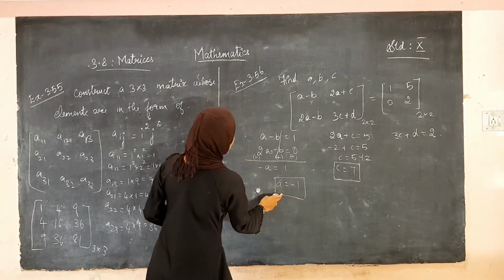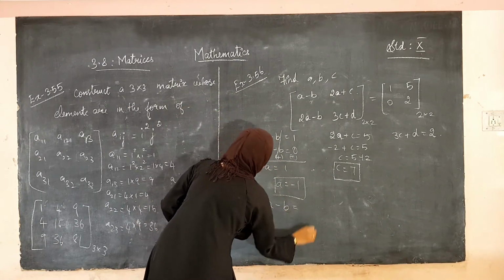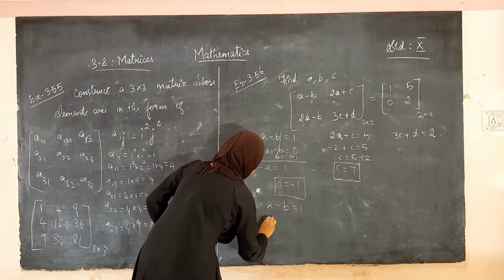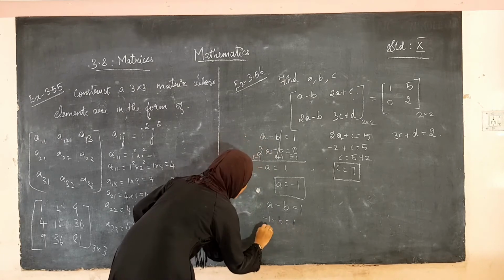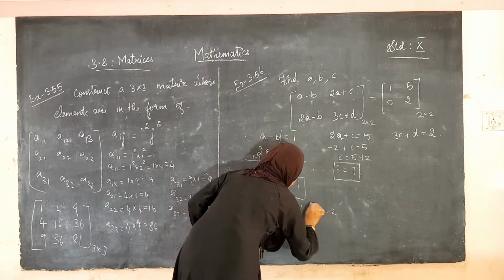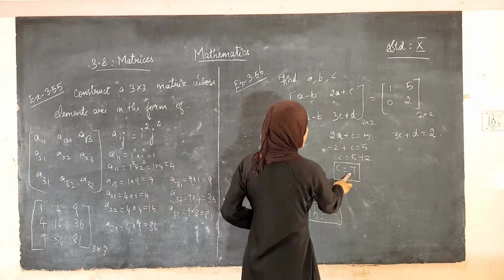Now, we can substitute this value of A in this equation. A minus B is equal to 1. Since the value of A is minus 1, minus 1 minus B is equal to 1. Bring this minus 1 to this side and 1 to this side. What happens? Minus 1 is equal to B. B's value is minus 2. A's value is minus 1, B's value is minus 2, C's value is 7.